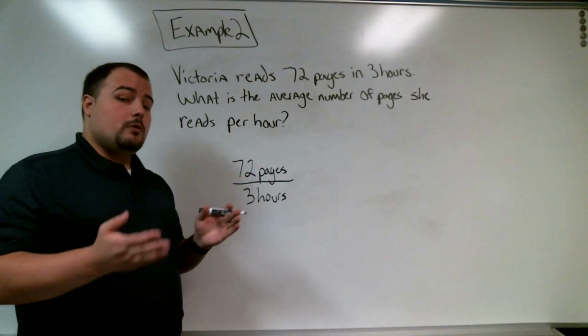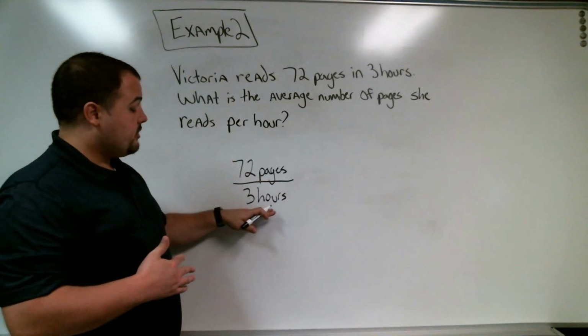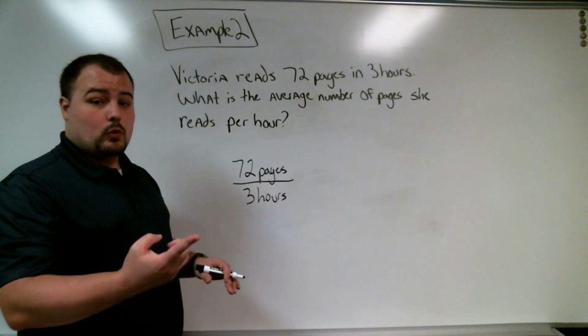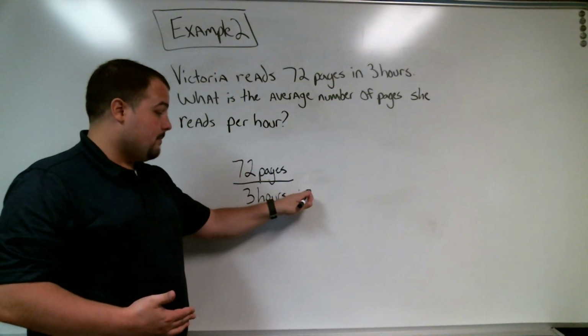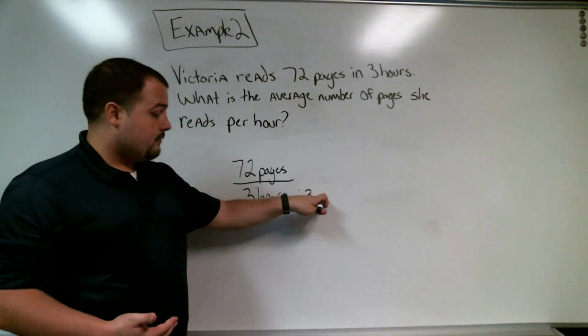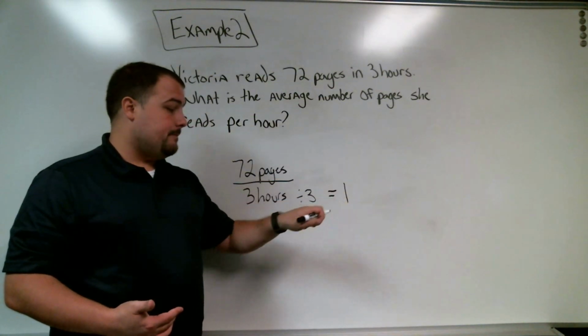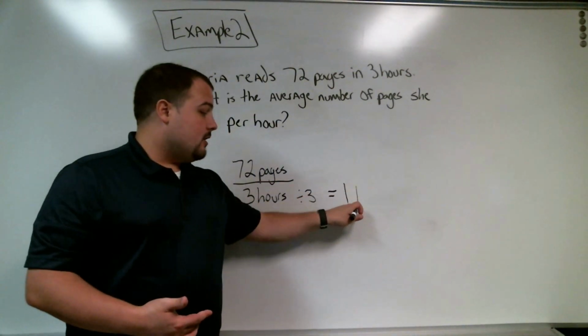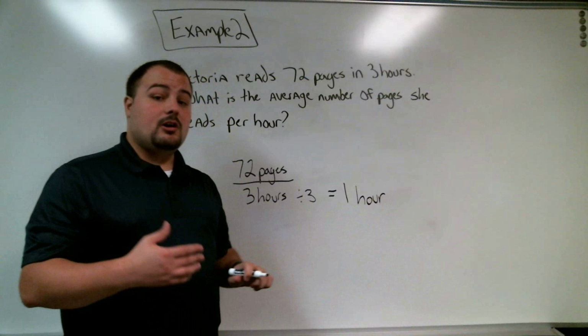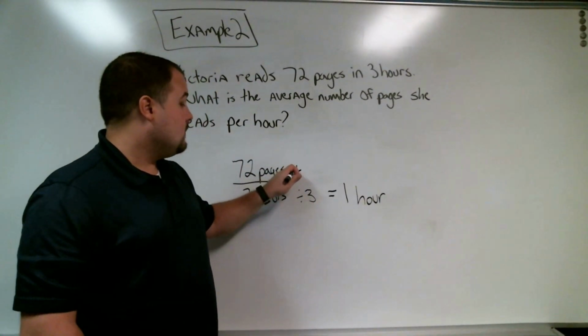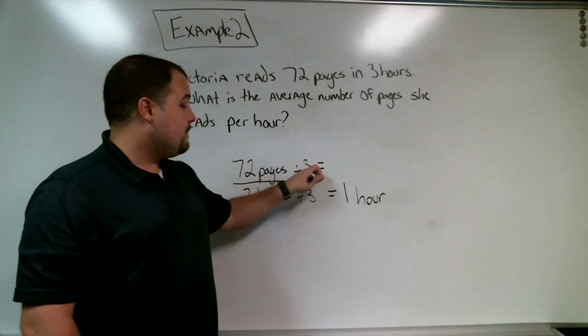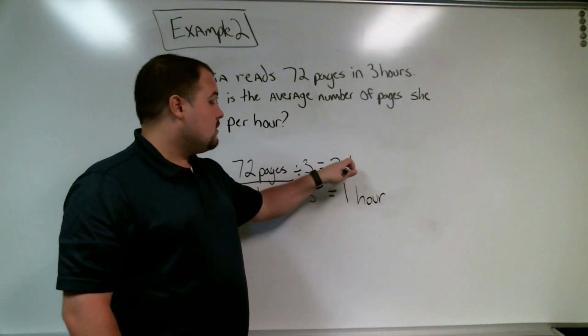What we learned in our first problem was if we're ever changing whatever the denominator is to 1, all we got to do is divide the bottom by the same number. 3 divided by 3 equals 1. And reminder, if we do it to the bottom of a problem, we also have to do it to the top of the problem. 72 divided by 3 equals 24.